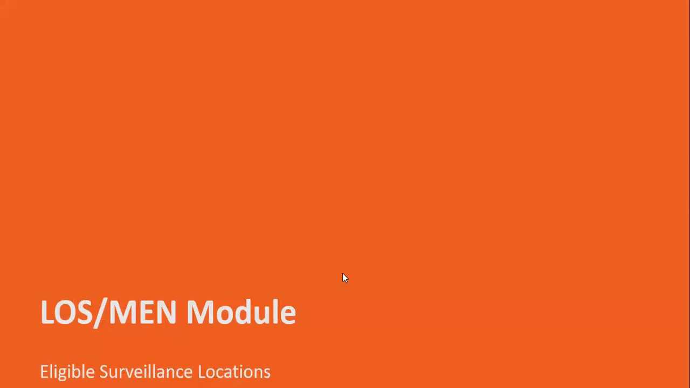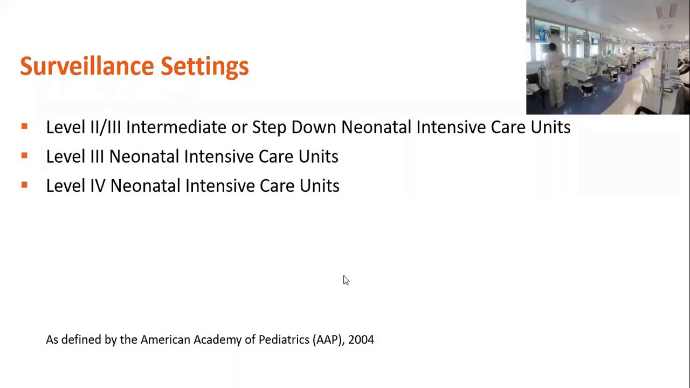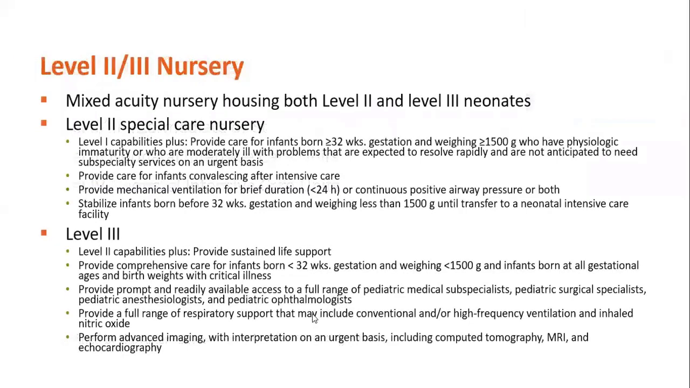First, we want to cover the locations that are eligible for this module. The following locations are eligible for late onset sepsis and meningitis surveillance: Level 2, Level 3 intermediate or step down neonatal intensive care units, Level 3 neonatal intensive care units, Level 4 neonatal intensive care units. The definitions of these levels of nurseries are defined by the American Academy of Pediatrics, and each facility will define their locations. There will be a great deal of information on the next few slides, so I just wanted to highlight the capabilities of each of these eligible locations.